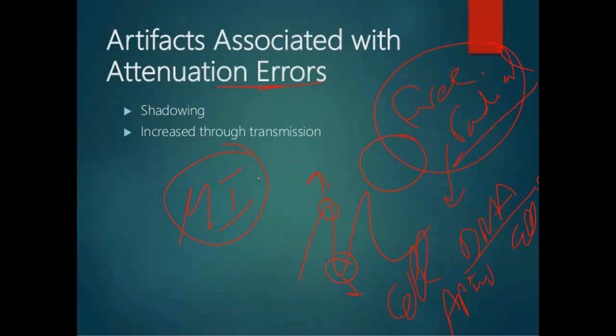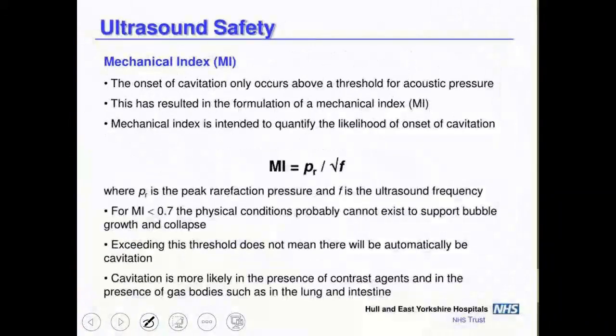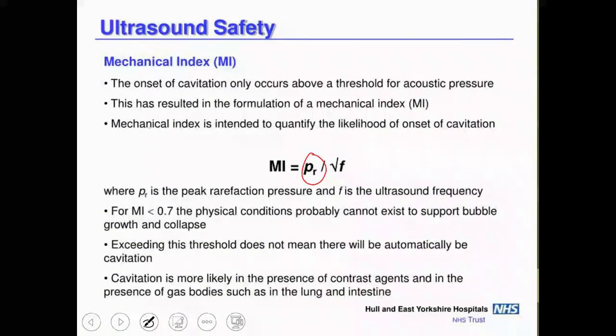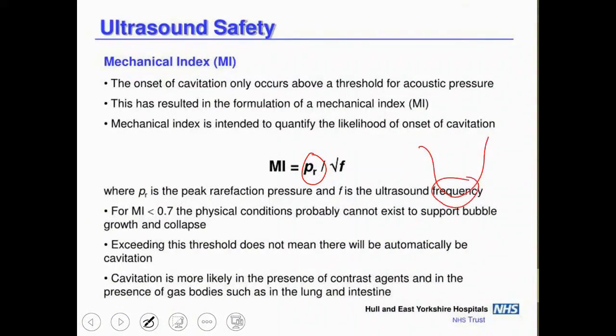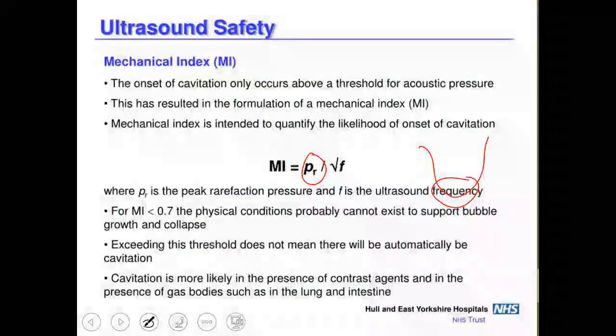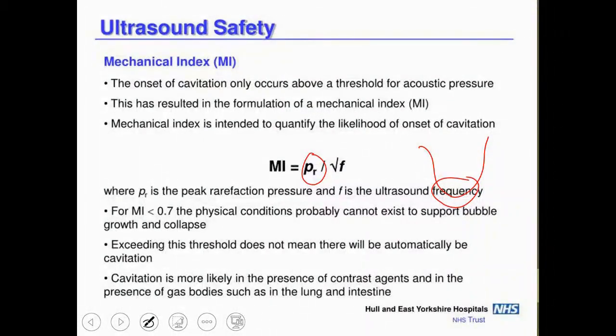This is the mechanism of the mechanical index, which acts as an indicator. It relates to rarefaction pressure, which is related to strong expansion, and to the square root of the frequency. If the mechanical index increases, it means that the rarefaction pressure will lead to a high explosion of micro air bubbles.